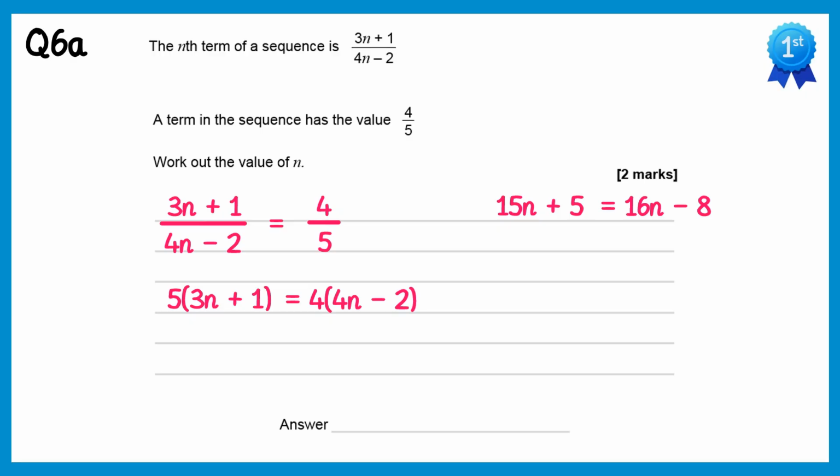We can now solve this equation by taking 15n from both sides. On the left the 15n's will cancel, leaving you with 5, and on the right 16n take 15n is just n, so it's n take away 8. Finally add 8 to both sides. On the left you'll get 13, and on the right the 8's will cancel, so you've got n. So n equals 13.